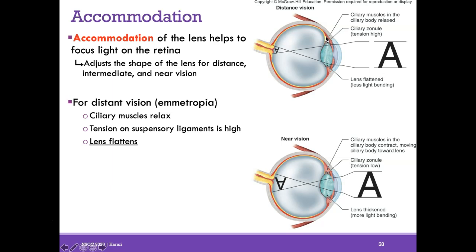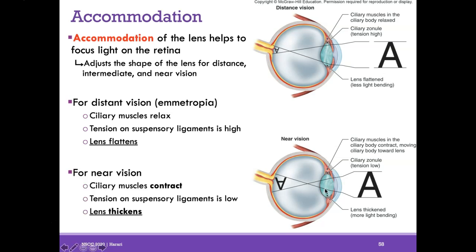What happens is the ciliary muscles push. They don't pull. So in near vision, the ciliary muscles contract and they push, they move the ciliary body toward the lens to thicken the lens. We're thickening the lens so it can then bend more light to see something that's closer to us. And when that happens, the tension on the suspensory ligaments is low. They become more slack. And again, try to visualize this.